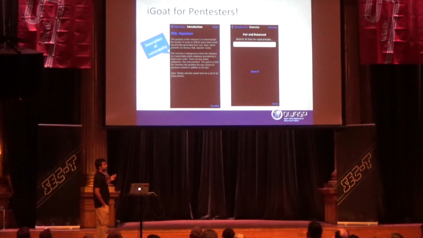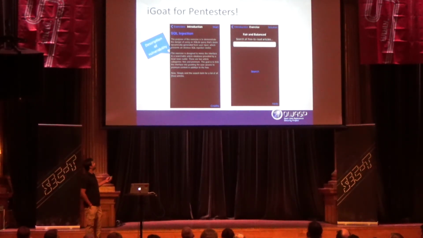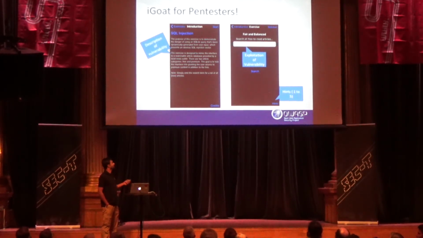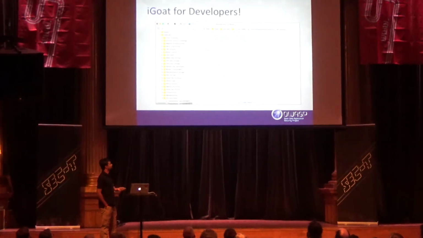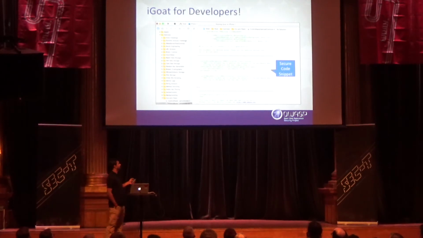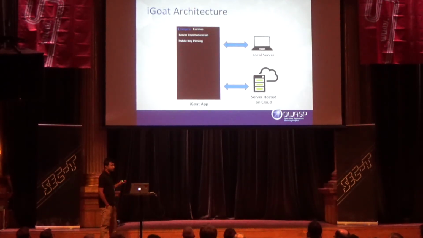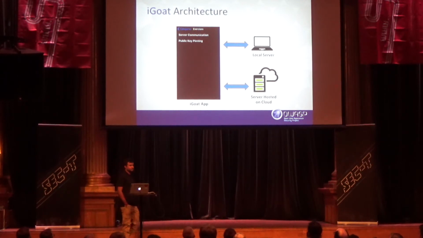So this is a kind of scenario. This is the vulnerability description: what is this vulnerability about? Then the exploitation of this particular vulnerability, then the hints, and at the end there is a solution. And for developers, we have the secure code snippet for each of these challenges. In the iGoat architecture, we have one server which runs locally on the system and is written in Ruby, and we have another server hosted on the cloud.